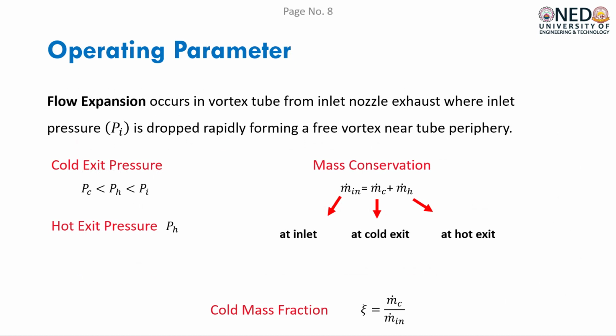The operating condition of the vortex tube is determined by the total pressure at the inlet and outlets, which follows three conservation laws of mass, momentum and energy. The cold exit pressure is lower than the hot exit pressure, and both outlet pressures are obviously less than the inlet pressure.